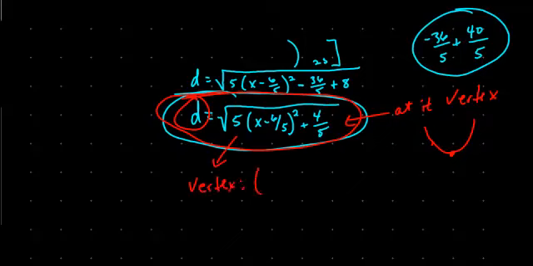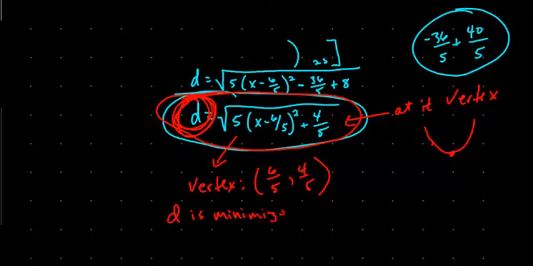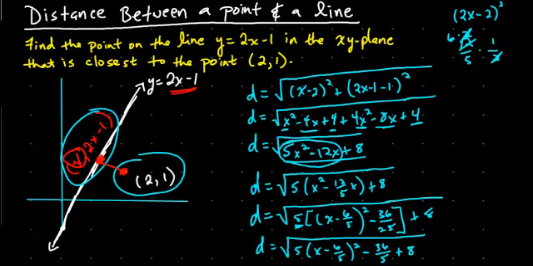The vertex is at 6/5, 4/5. And so we see that d is minimized when x equals 6/5. So that is, this point on the line here is x equals 6/5.